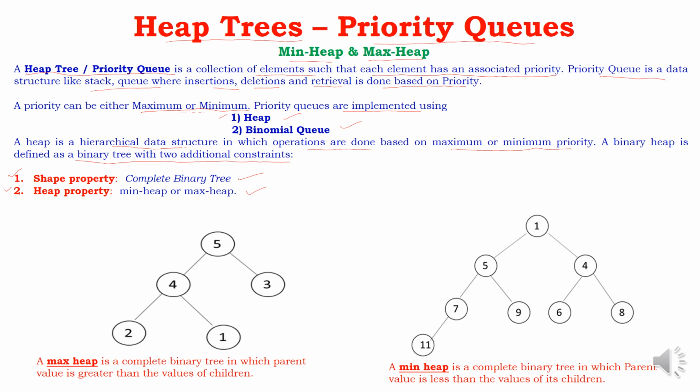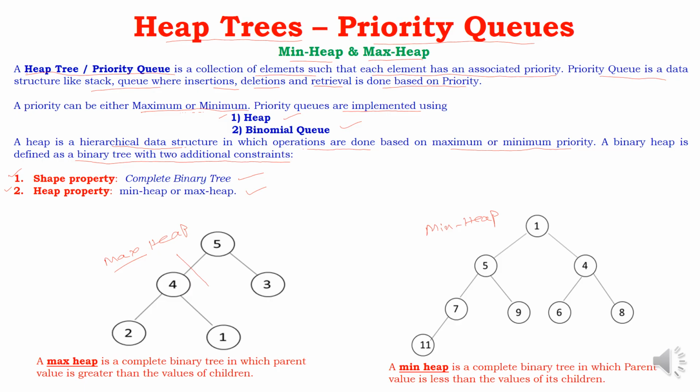See here, this is a max heap. A binary tree which is treated as a max heap, and one more binary tree which is treated as a min heap. Both are binary trees. One is max heap, the other is min heap. In max heap, the root value is 5. It has a left child and right child, both less than the parent value. Again, left and right are binary trees and max heaps. In the left subtree, 4 is root, and 4 is greater than its children, 2 and 1.